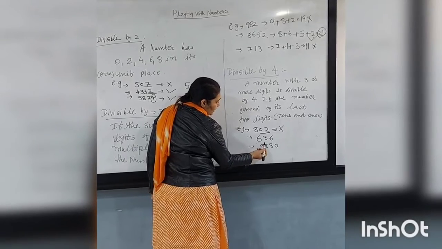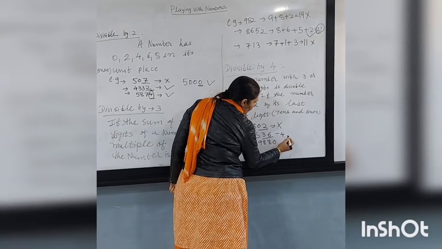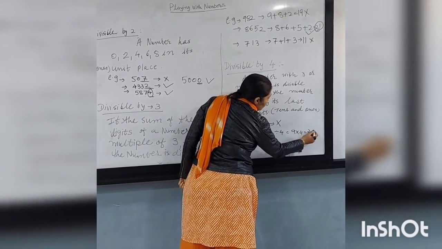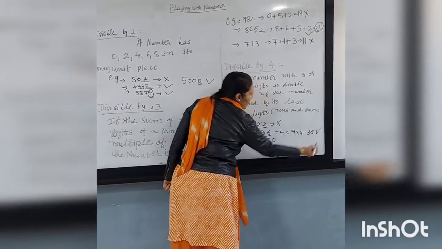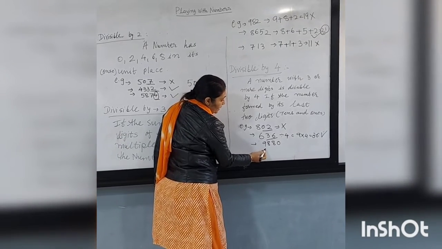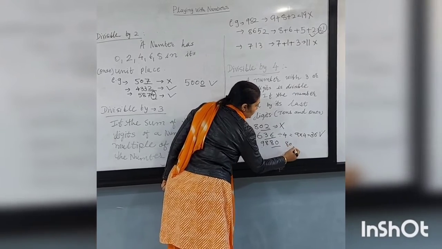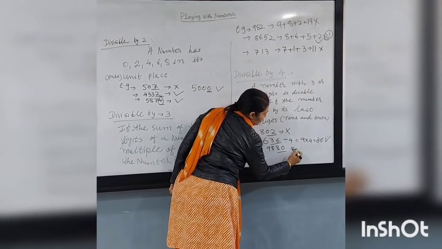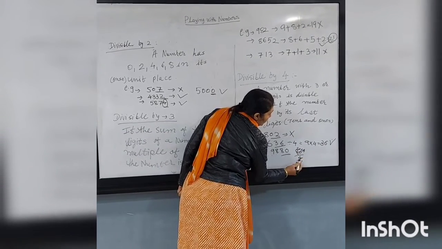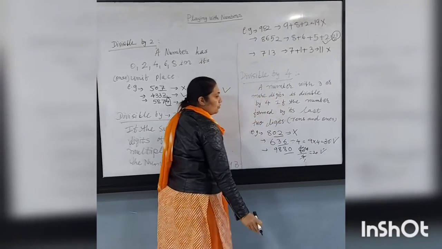Now, in 636, is 36 divisible by 4? Yes, 9 fours are 36, so this number is divisible by 4. Now, another number, 9880. So is 80 divisible by 4? Yes, 4 fours are 16 and 20 fours are 80, so this number is also divisible by 4.